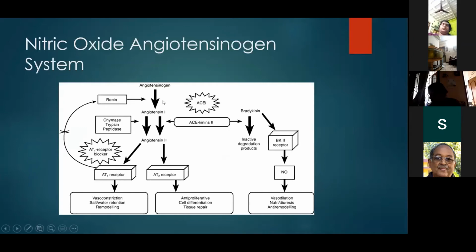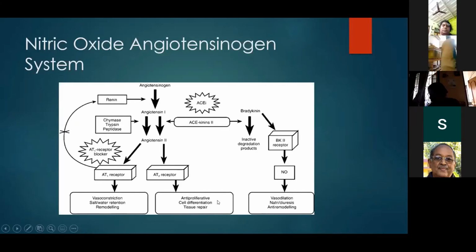So we said that angiotensinogen is acted upon by renin, and then you have angiotensin 1, which changes to angiotensin 2 by the ACE inhibitor, which acts on the angiotensin 1 receptor, and you have the ARBs, angiotensin receptor blockers, basically angiotensin 1 receptor blockers. Angiotensin 2 receptor is also there, but that action is different. Through the angiotensin 1 receptor we have vasoconstriction, salt and water retention, and remodeling. Through angiotensin 2 we have anti-proliferative action, cell differentiation and tissue repair.